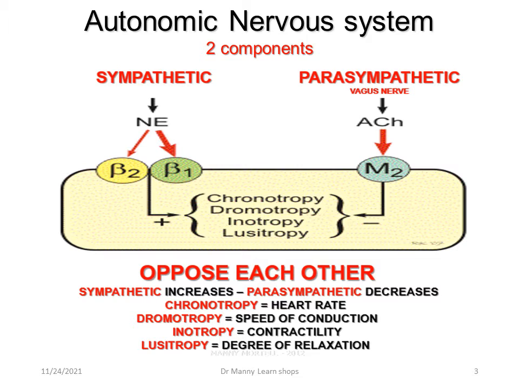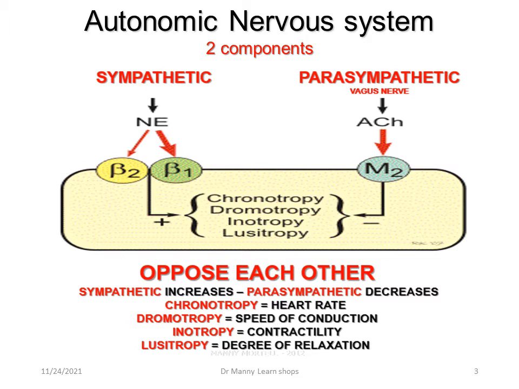Now, when it comes to the parasympathetic nervous system, through the vagus nerve and the hormone acetylcholine and muscarinic receptors and nicotinic receptors as well, it has a negative effect on the cardiovascular system, which means it decreases heart rate, chronotropy, decreases speed of conduction, dromotropy, decreases contractility, inotropy, and decreases relaxation, which is lusitropy.